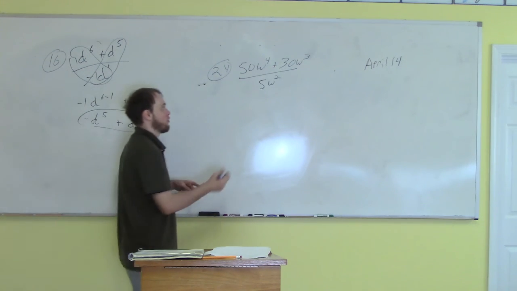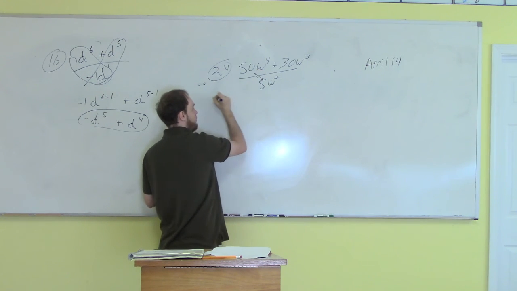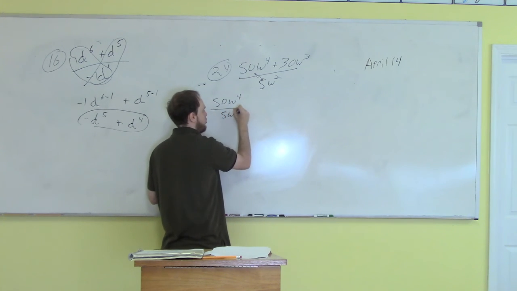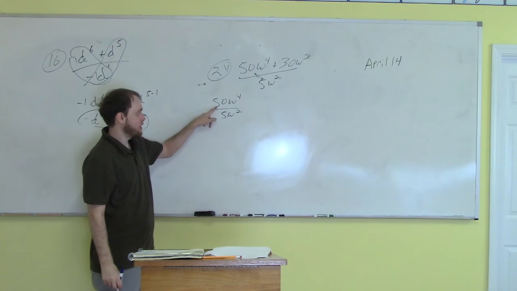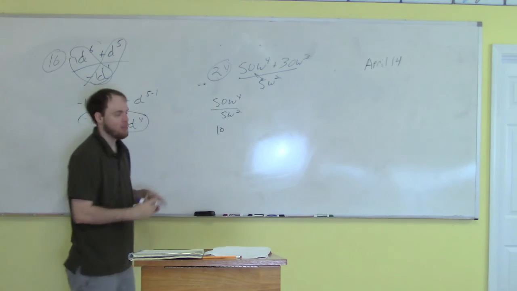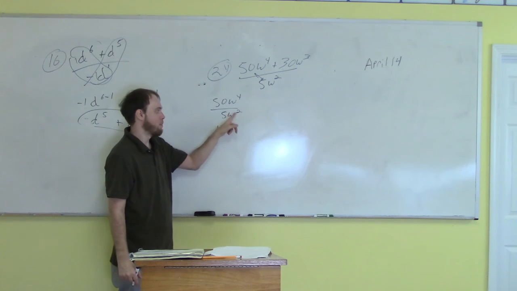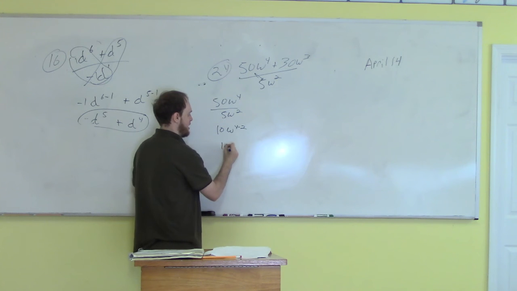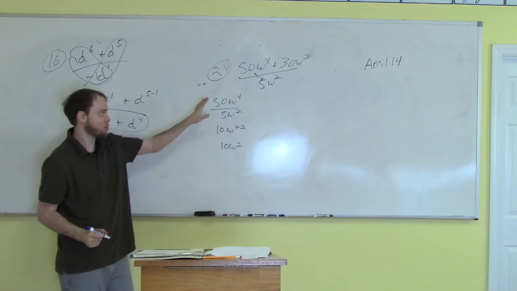And so when I do this first one, it's going to be 50w to the 4th divided by 5w squared. So when I do that, 5 will go into 50 10 times, so that would be the number part, number divided by number. And then when I do the variable part, it's going to be w to the 4 minus the 2, subtracting the exponents. And so that would give you 10w squared. 4 minus 2 is 2. So that gives you that first term.